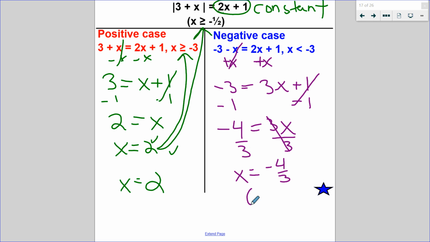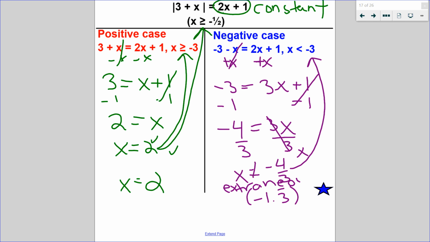So negative 4/3 is negative 1.3 repeating. So I'm going to check that in 2 places. First place is my subdomain. x has to be less than negative 3. Well, is that true? Negative 4/3, which is negative 1.3 repeating, is not less than negative 3. So that means that this is not a solution. It is an extraneous root. So in the negative case, I do not have a solution.